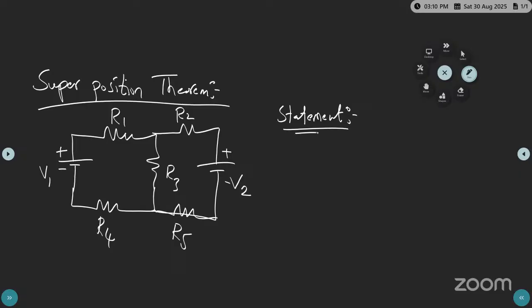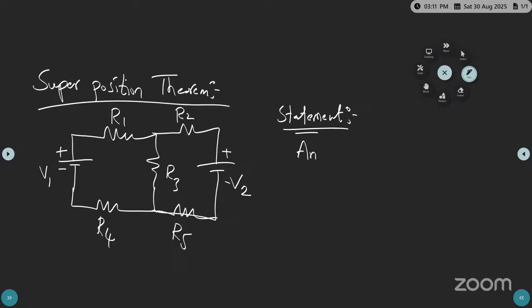Here, see how many elements are there: R1, R2, R3, R4, R5 and voltage sources V1 and V2. We are not worrying about how many sources or how many elements there are. Now, the superposition theorem states that in any linear bilateral network. A linear network means a network consisting of resistor, inductor, capacitor, voltage source. Linear bilateral means the same resistor, inductor, capacitor. So if the circuit consists of a diode, we cannot apply the superposition theorem. Okay, right. I am writing now.